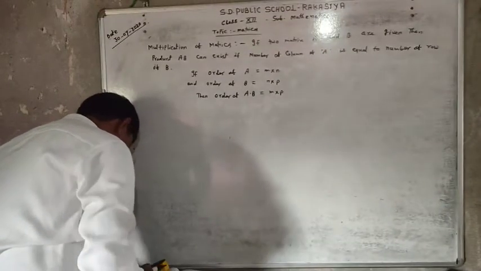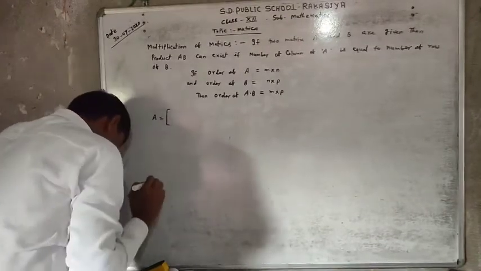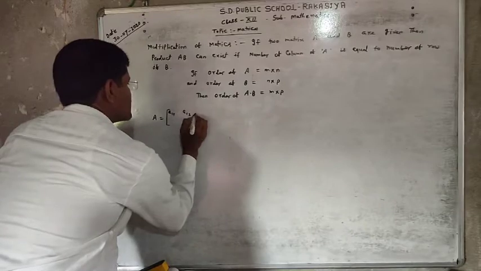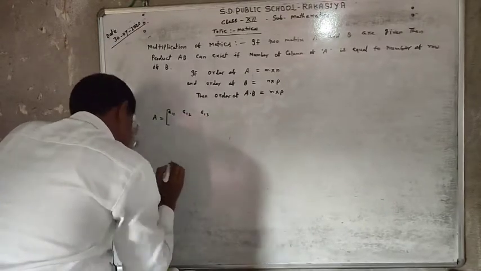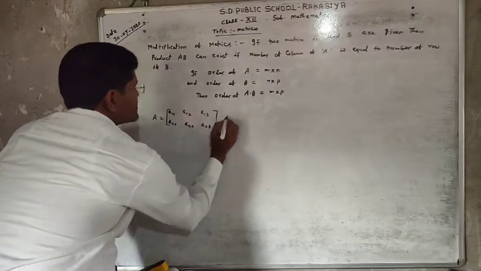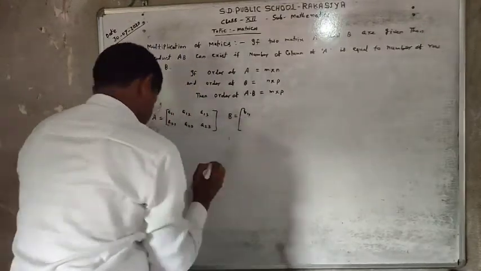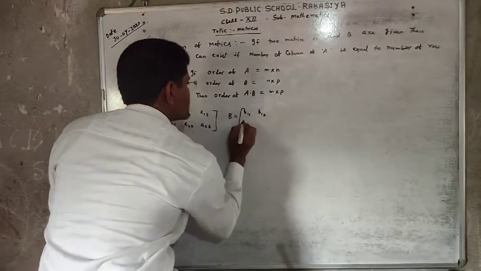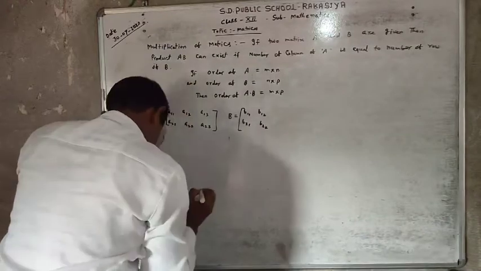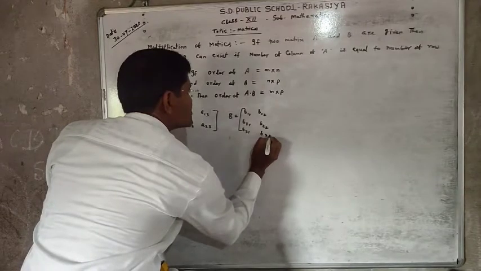Now, suppose an example is given. Suppose that A is equal to a matrix which has elements A11, A12, A13, and the second row A21, A22, and A23. The matrix B is such that B11 and B12, B21 and B22, B31 and B32.